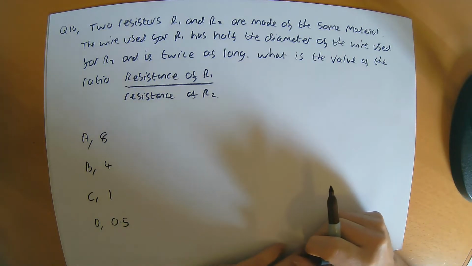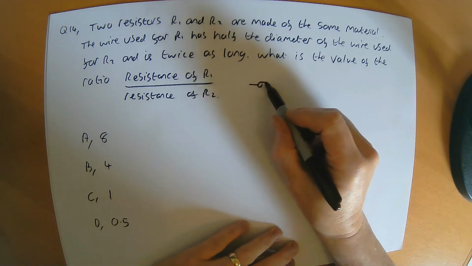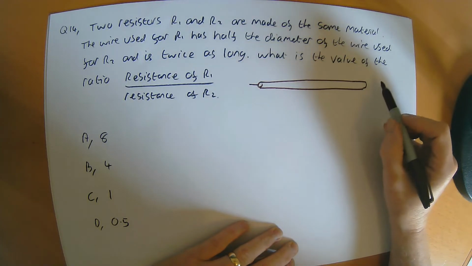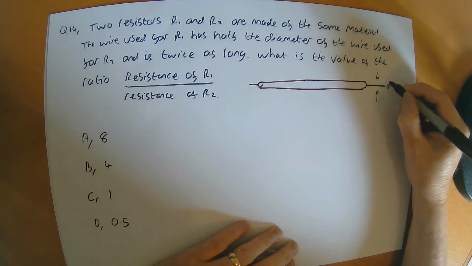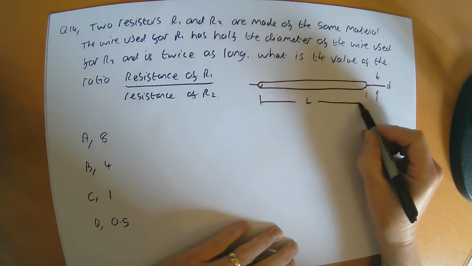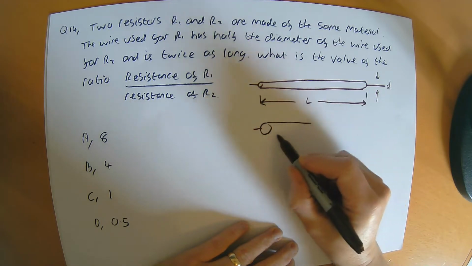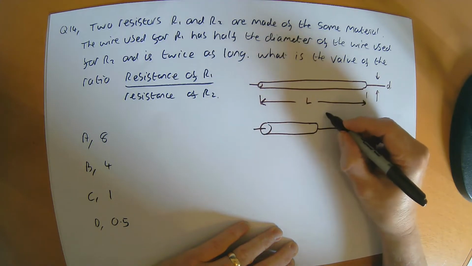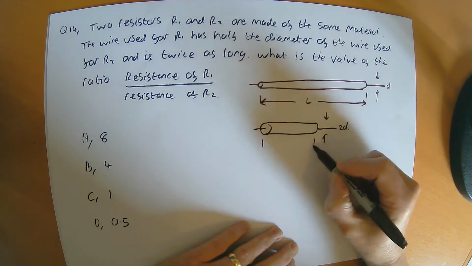I think it's a bit easy to get confused between the two wires here, so I'm going to draw a small diagram. We know that R1 is longer and thinner, so I'm going to call the diameter of R1 D and the length of R1 L, and R2, shorter and fatter, has a diameter of 2D and a length of L over 2.